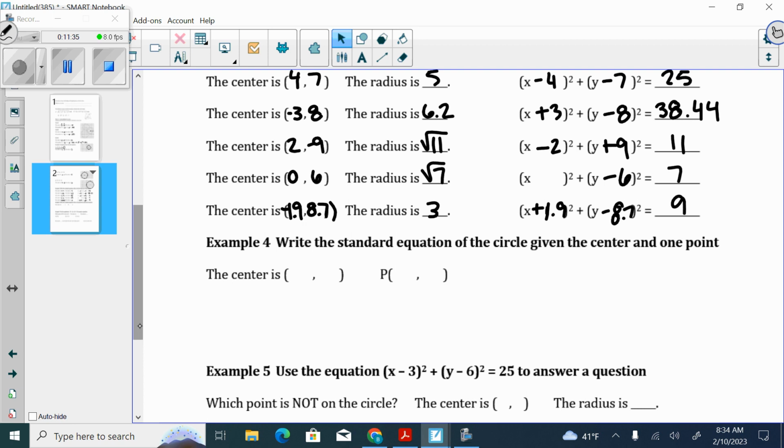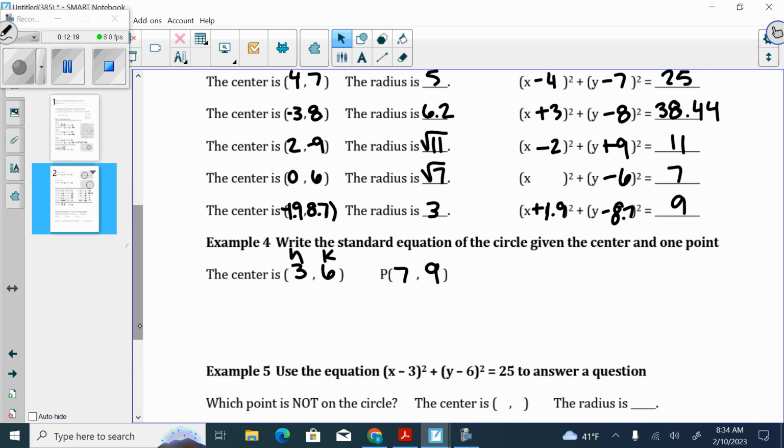This next one says, write the standard equation of the circle given the center and 1 point. So this time I'm going to give you that the center is at 3, 6, and that there is another point on your circle at 7, 9. We know we're going to use the center as our h and k. So what do we still need to be able to write the full equation? The radius. Yes, very good. And we said that in order to figure out what the radius is, we need to know the distance from this point to that point, right? So you use the distance formula to come up with that.